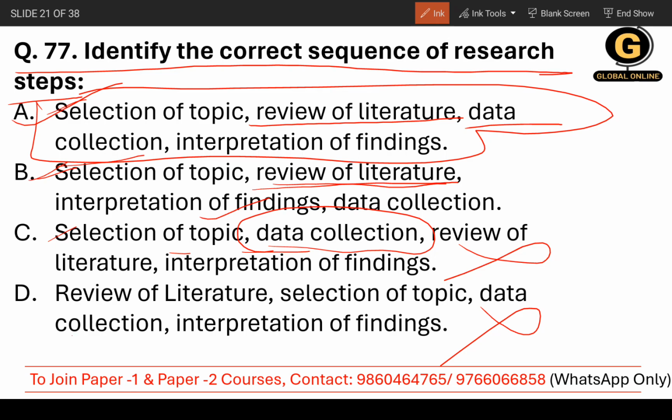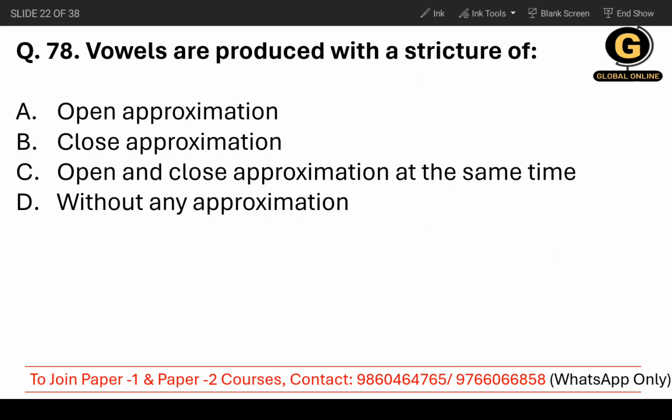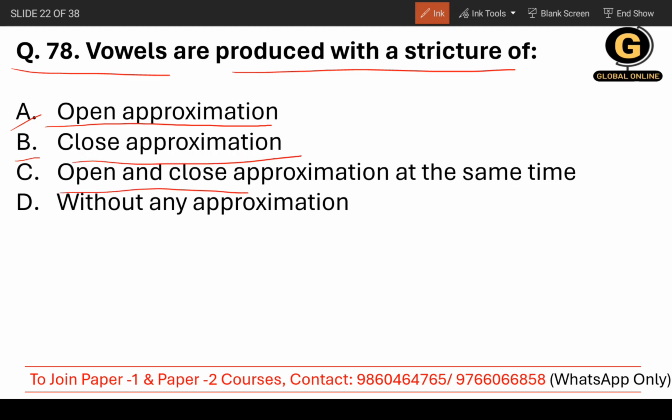Okay, moving on to question number 78. Now, vowels are produced with a stricture of, so you only need to remember this. Okay, nasal sound, these are the things that you need to know. So the options are open approximation, close approximation, open and close approximation at the same time, and without any approximation. So there is approximation, but there is open approximation. Vowels are produced with a stricture of open approximation. Okay, the first one is the correct answer.